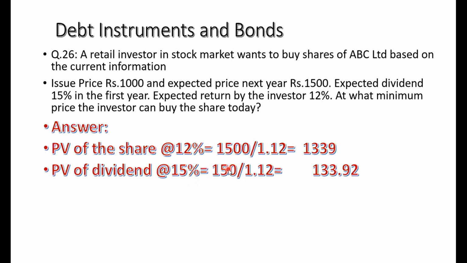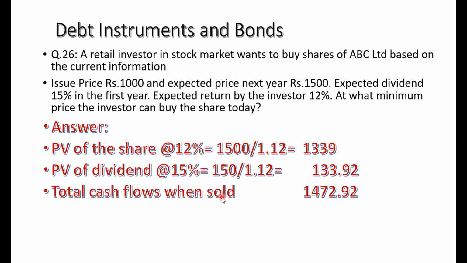That dividend, what is the present value? 150 divided by 1.12 becomes 133.92. 150 rupees you are going to get as dividend, but what is the current value? 133.92. So at what rate can you buy? Both add together. Strictly speaking, you can add them. So today you can buy at a rate not more than this, less than this. 1,472 or 73, or if it is sold at 1,300, 1,350, 1,400, it is good to buy because you will get more than 12%.